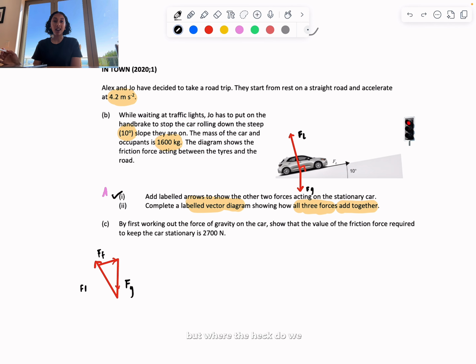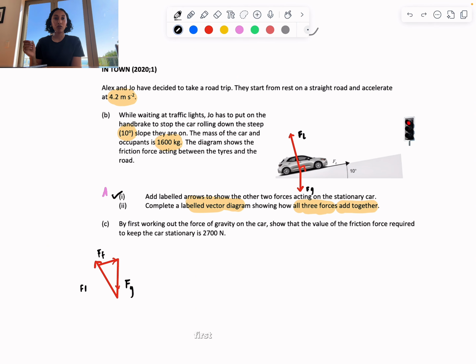But where the heck do we add this in our vector diagram? Let me show you a little trick. The reason why I like to add this angle in is because later on you'll see that we have to use a bit of trigonometry to figure out one of the sides of this vector diagram, and we need an angle for trig. So may as well add that now to save us the trouble later.